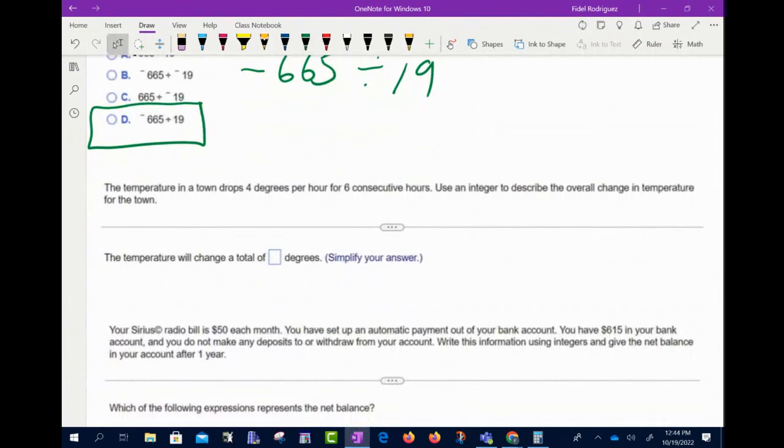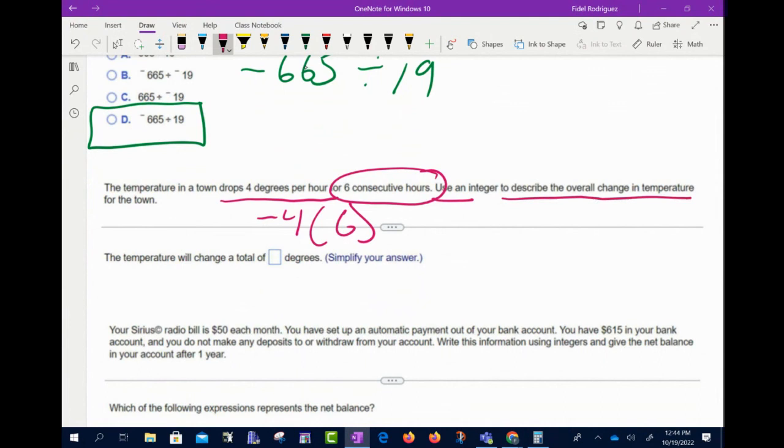We're going to do the same thing for the next part. It says the temperature in the town drops 4 degrees per hour, so it's going down 4 degrees, and it does that for 6 hours. So I'm going to multiply it by 6. It says to use an integer to describe the overall change. They just want to know what my overall change is: a -24. So right here I would just put -24. It's going to go down 24 degrees in those 6 hours. That would be my answer right there.